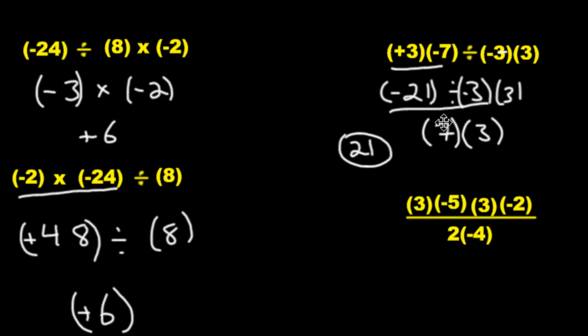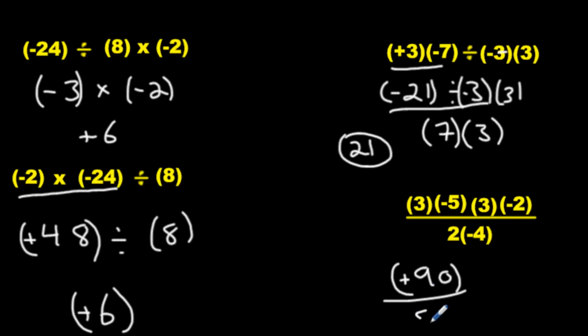3 times 5 is what? 15. Now I'm just going to do it straight out. Okay, so follow along. 3 times 5 is 15. Times 3 is 45. Times 2 is 90. Tell me, is it positive or -90? These two make negative, times a positive is a negative, times a negative is a positive. Yes, +90.